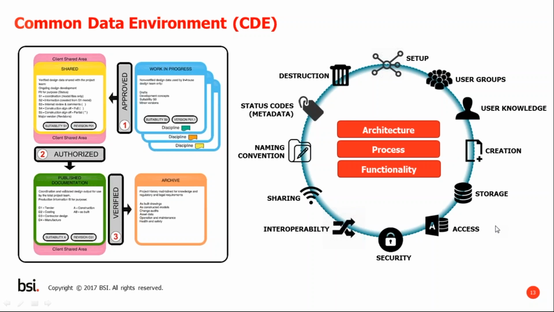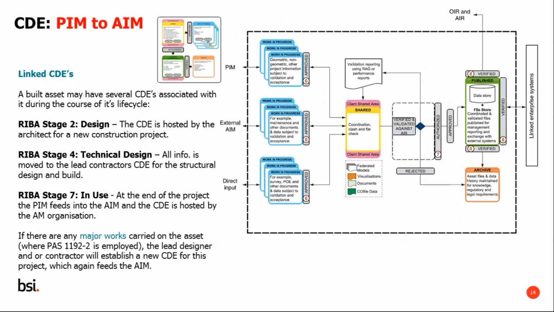If you look across each of these three areas, architecture, process, and functionality, we look at all of these key aspects. CDE with relation to PAS 1192 Part 3. So the CDE that I described in the previous page is taken from PAS 1192 Part 2. So what we have is the different inputs to the asset information model. The first one was through the PIM, through stage 2 design.